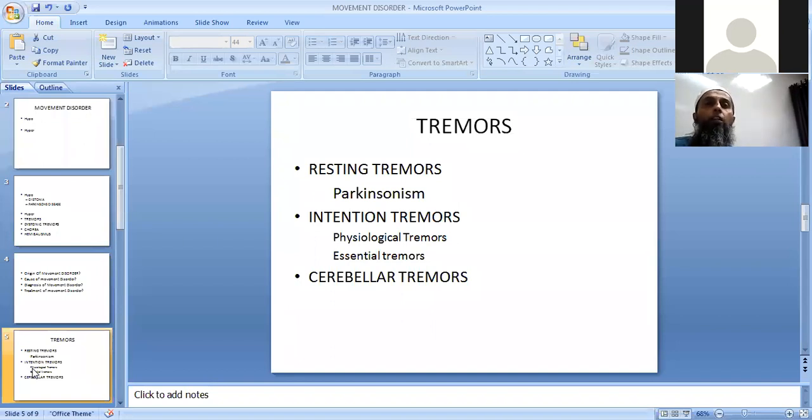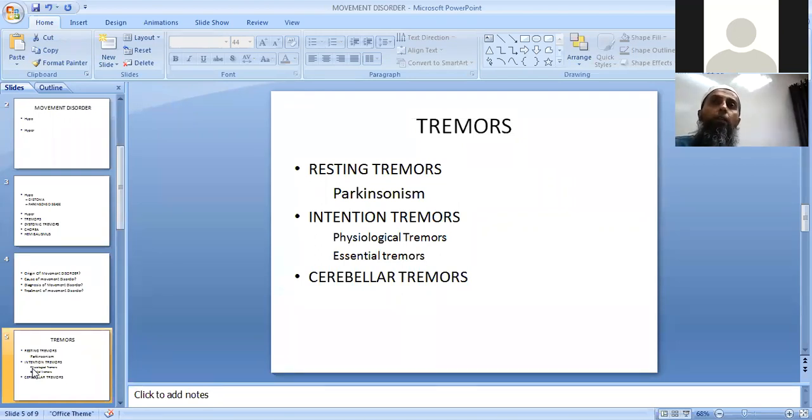The very prototype of this tremor is seen in Parkinson's disease. Compared to this, there are intention tremors, which are also called postural tremors. Okay, and these postural tremors appear when you assume a posture. Right, for example, you're sitting, you're writing, you're holding your hand in front of you like this, or doing some activity, you're holding your neck. This is called posture, right?